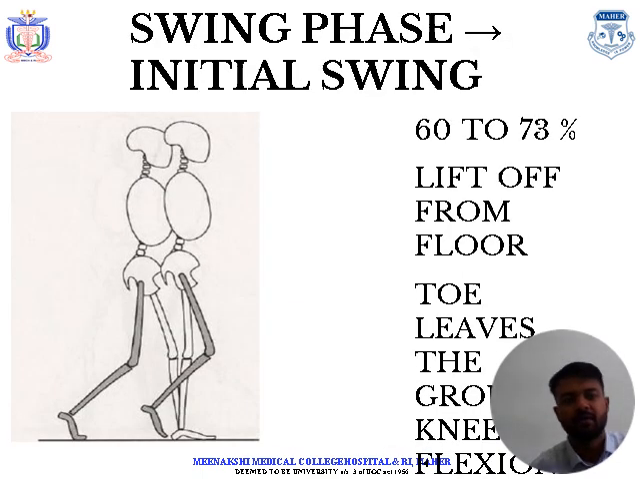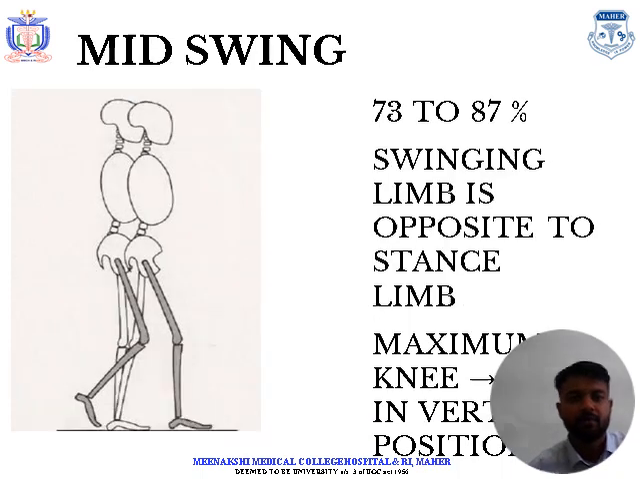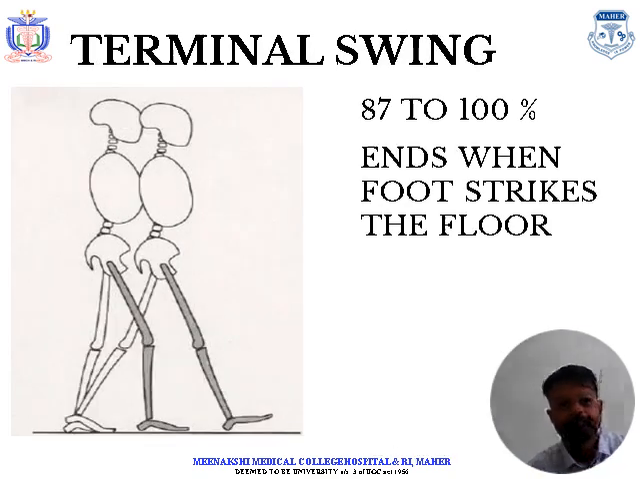The swing phase, the initial swing, is 60 to 73%, with lift off from the floor, where the toe leaves the ground with knee flexion, which is a different topic of knee kinematics. Mid swing is at the middle of the cycle, where the limb is in stance but the knee starts to flex and move off the ground. The tibia is in a vertical position, as you can see. Terminal swing is at the end of the phase, 87 to 100%, ending with the foot striking the floor, as you can see in the second image.